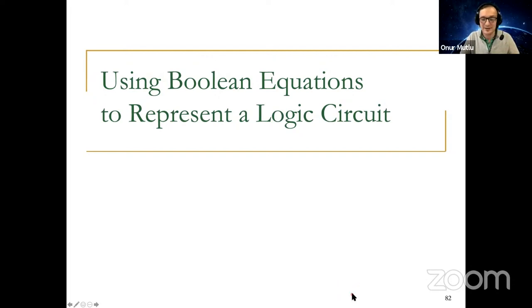Okay, so I think we're going to end here today. Next week, we're going to start with basically what's written on the slide. We're going to use Boolean equations to represent a logic circuit. We're going to minimize logic circuits. And then we're going to also look at building blocks, combinational building blocks of modern computers. I don't think we're going to be able to start sequential logic, so hopefully we'll cover combinational logic completely. If we go fast, we may start sequential logic as well.